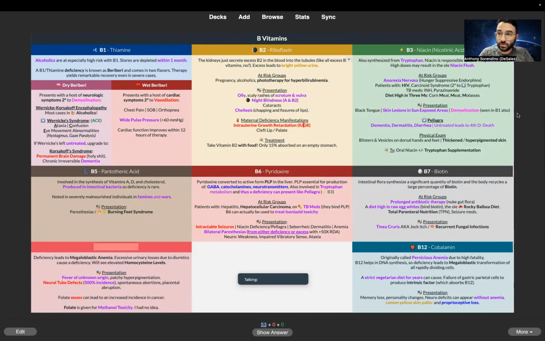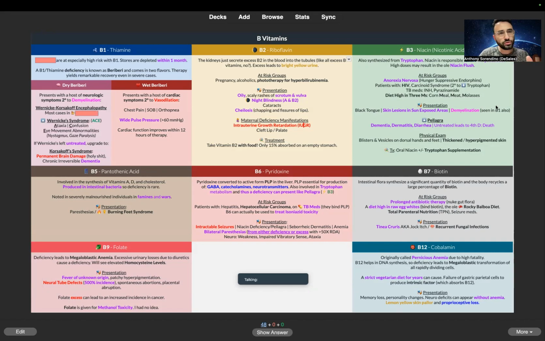I think that's important. Bottom left is going to be B9, folic acid or folate. Korsakoff syndromes, that's the worse one, Wernicke syndrome. All right, one of them is eye changes like nystagmus. I think A is ataxia, C is confusion. Let's go, baby. All right. Tinea curis? Curis, we'll take that. Presentation, skin lesions in sun-exposed areas for niacin deficiency. Totally could be a question.